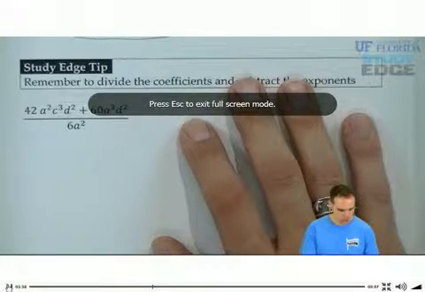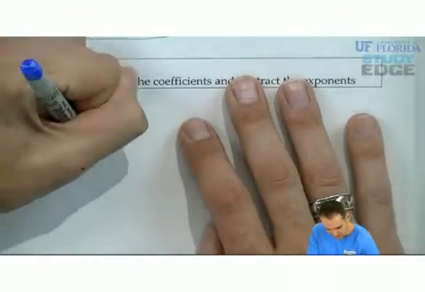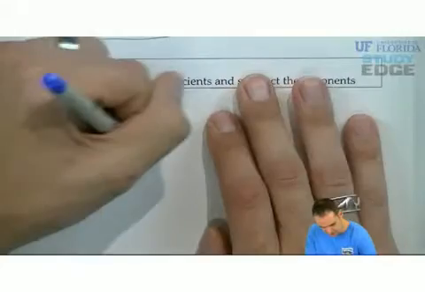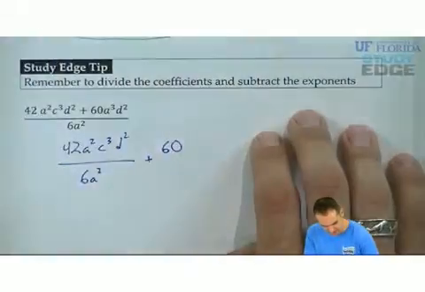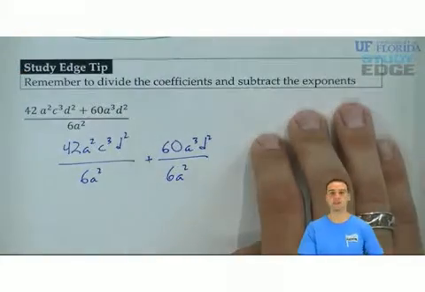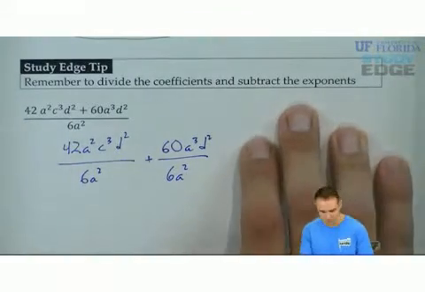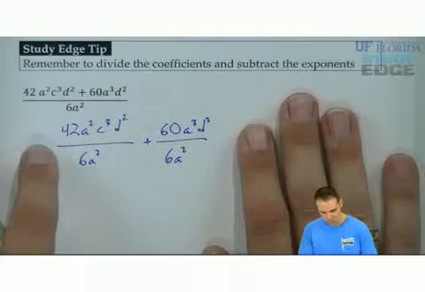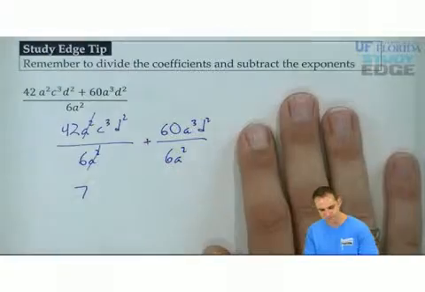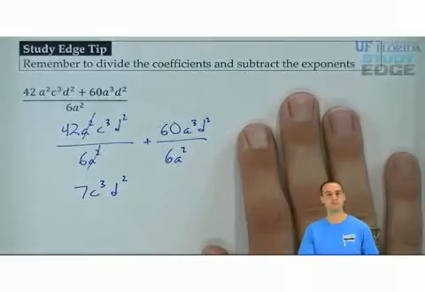This time, that's fine. We're still going to split up the numerator. Here I have 42 a squared c cubed d squared over 6a squared plus 60 a cubed d squared over 6a squared. I split it up. And now I'm going to divide the coefficients and subtract the exponents for each one. So here we go. 42 over 6 is 7. A squared and a squared, 2 minus 2, that simplifies. And you're left with just c to the third and d squared.